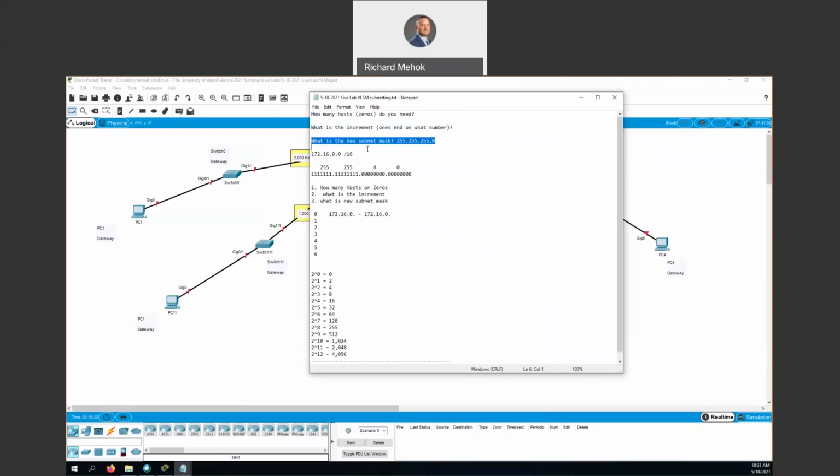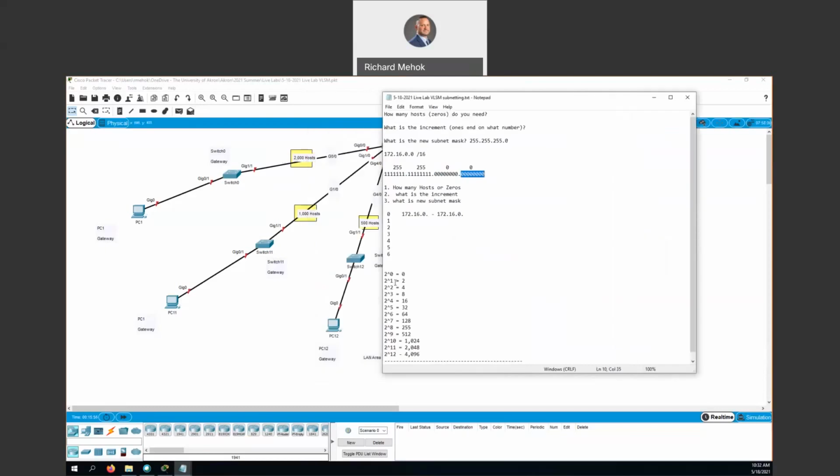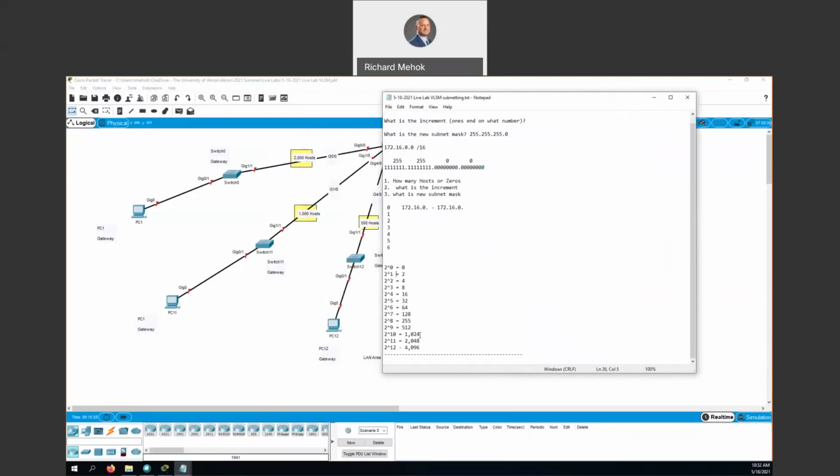So the environment we're dealing with today, the topology has a 172.16.0.0/16, which means we have the third octet and the fourth octet with zeros. Subnetting is about turning the zeros into ones. And so if we look at our first host requirement, we're looking at 2,000. So if you go to this handy chart here, I'm going to highlight 2,000.